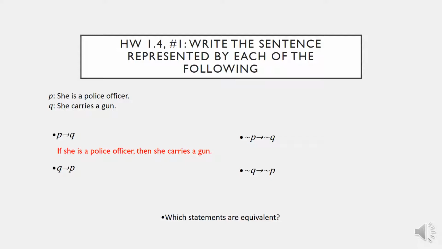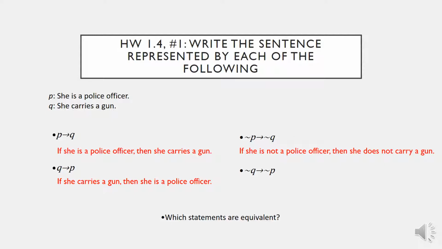Next we'll look at the converse, which is right below that, Q implies P. So this would be if she carries a gun, then she is a police officer. Next we'll look at the inverse, which would be not P implies not Q. So if she is not a police officer, then she does not carry a gun. And the last is the contrapositive. The contrapositive is not Q implies not P. So this would be if she does not carry a gun, then she is not a police officer.